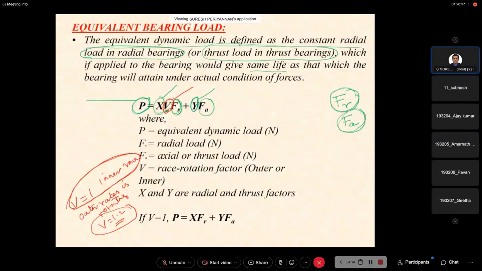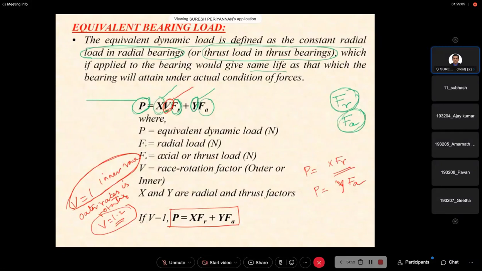Now, the equivalent dynamic load carrying capacity is equal to X into Fr plus Y into Fa. Suppose it is a pure radial load, then the equivalent dynamic load is X into Fr. For a pure axial load, it is Y into Fa.